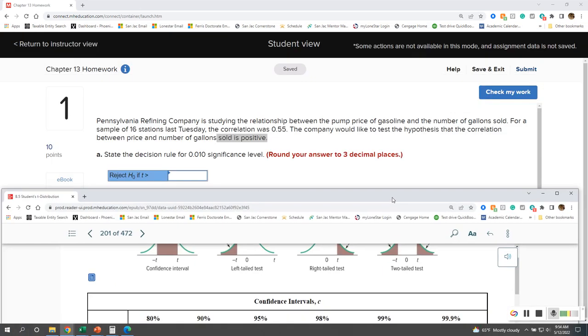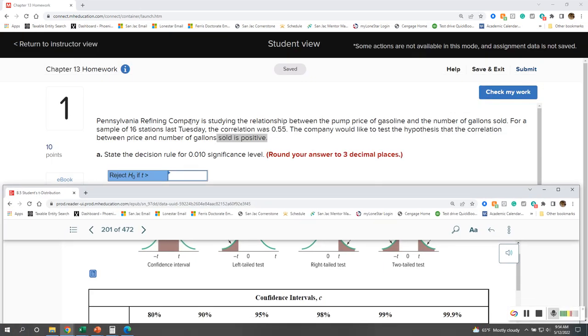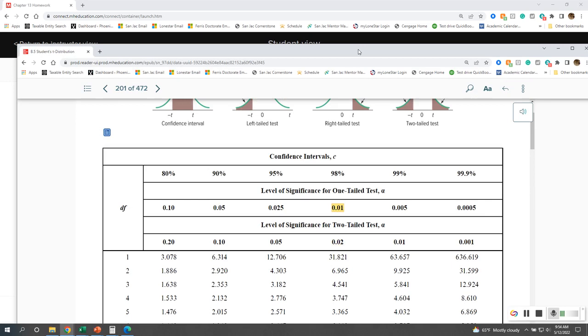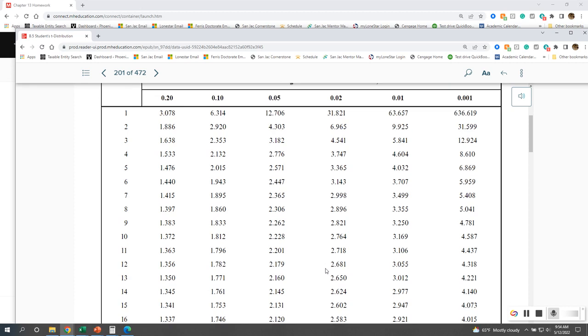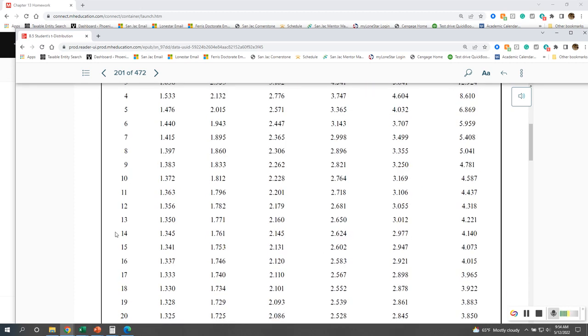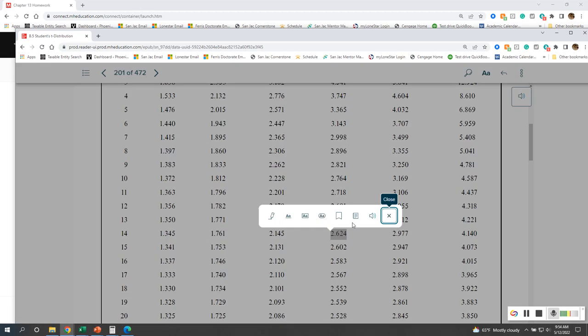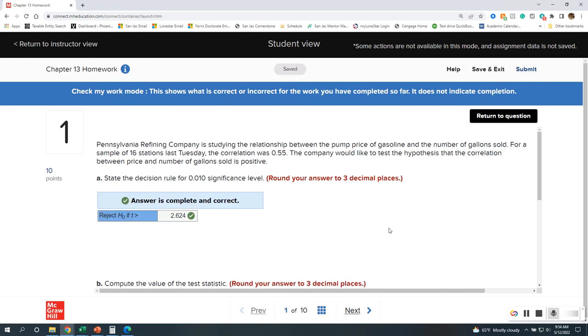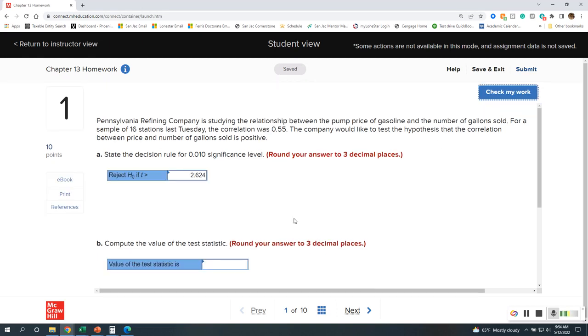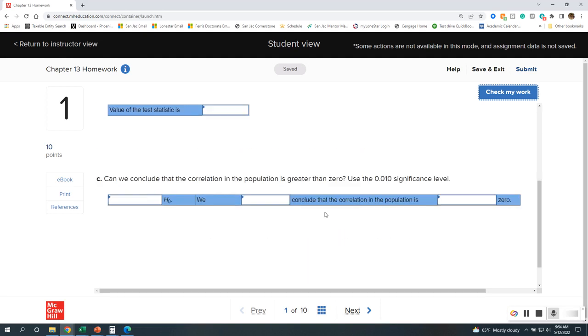Okay, now degrees of freedom. Since we're dealing with two items, we're going to take the number of stations minus 2. For me, that's 16 minus 2, which is 14. Make sure we're in the right column. So I'm sitting at 2.624. And again, make sure you double check everything just in case you might have input the wrong number or did some transposition. Just be careful.